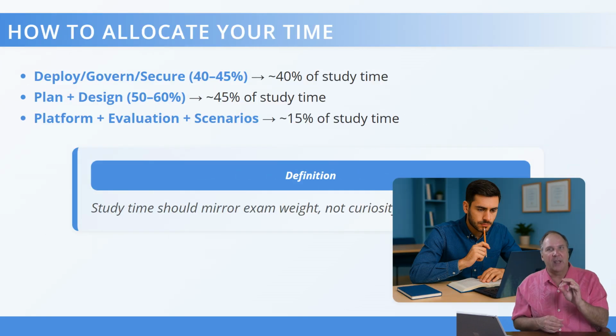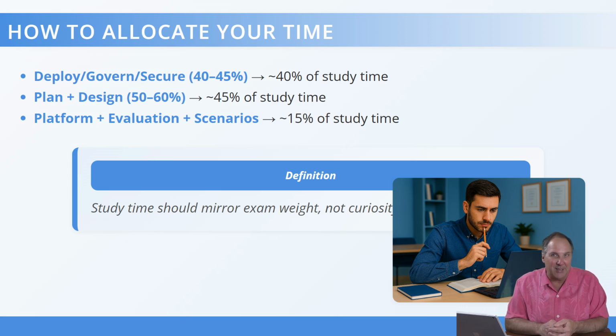Now let's translate weightings into a simple time plan. Aim for roughly 40% of your study time on deploy, govern, and secure. Plan and design together will get about 45%, and the remaining 15% should go to platform fundamentals and scenario practice. The point isn't perfection, the point is alignment. Your study time should mirror the exam weight, not your curiosity. If you're curious about something, go check it out, but it's not going to help you in the exam necessarily.